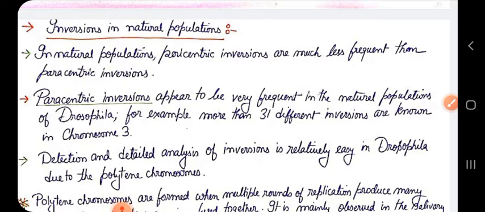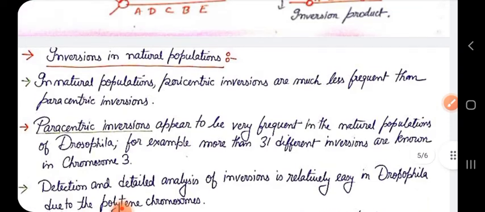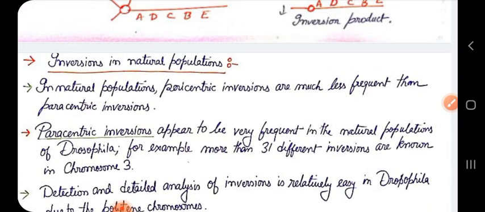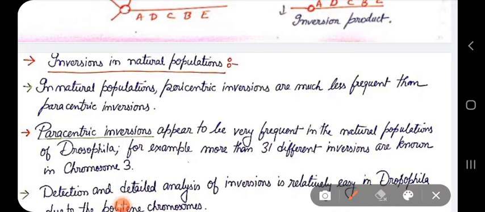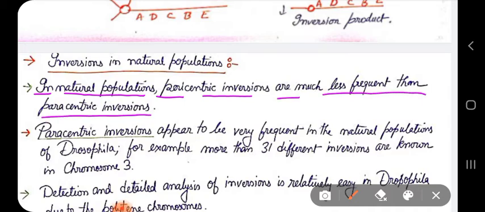Okay. Now let us see inversions in natural populations. Now we have to see practically what will happen when inversion occurs in natural populations. It says that in natural populations, pericentric inversions are less frequent than paracentric inversions. So pericentric inversions, the inverted segment having a centromere, do not occur as frequently as paracentric inversions.